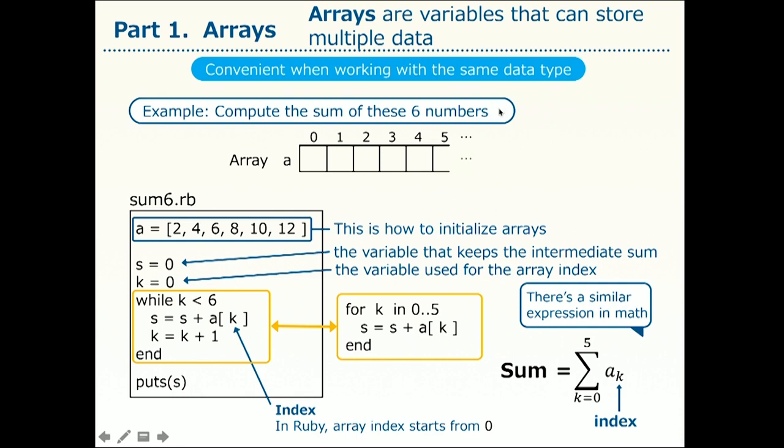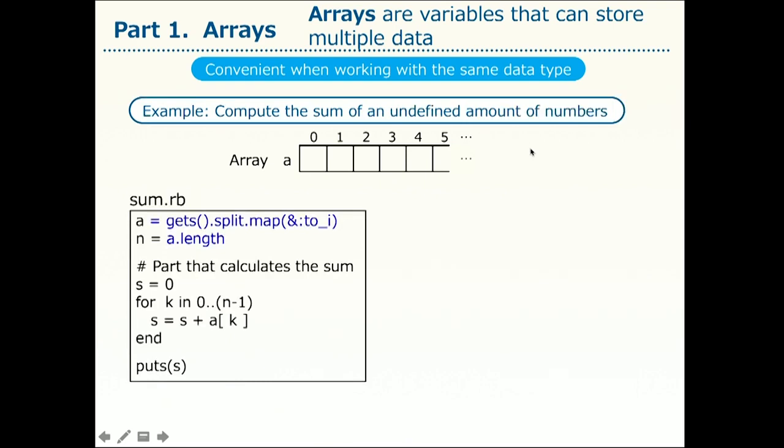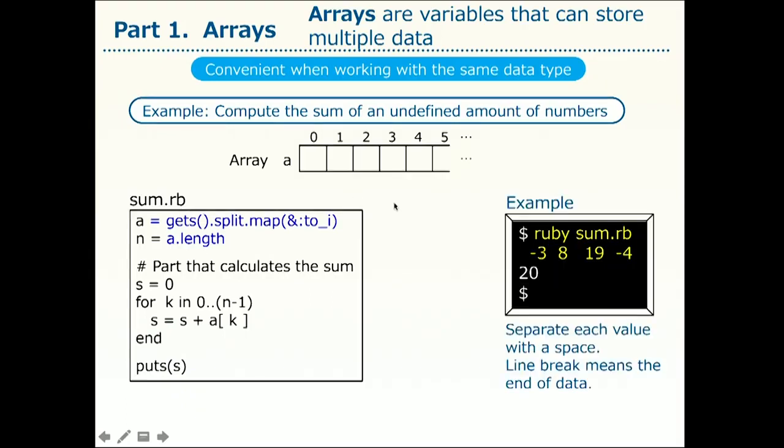Here we have 6 numbers that have been set to the array. But sometimes we want to input an undefined amount of numbers and compute their total sum. Let's try writing such a program. This is a program to do that. Let's call it sum.rb. Let's first see how to use this program. On the terminal window, type ruby sum.rb to execute this program.